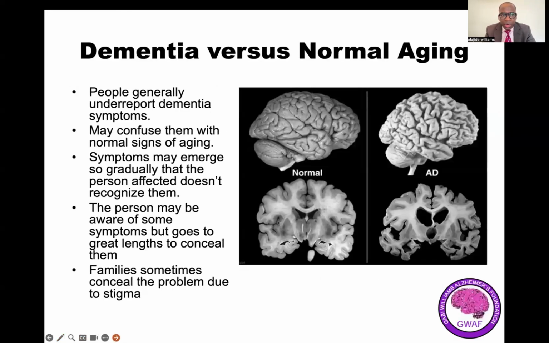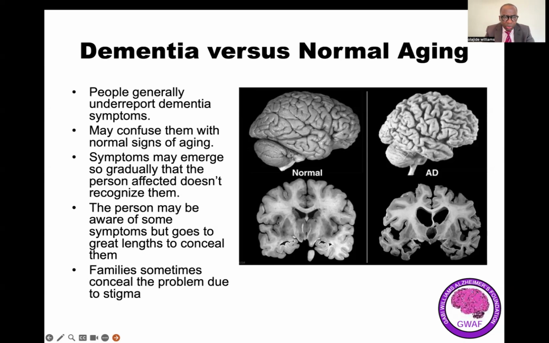It is important for us to understand the difference between dementia and normal aging. If you look at the photograph of the brain specimen shown in this slide, you can see that the normal brain is a fuller brain, and the AD, which stands for Alzheimer's disease brain, is a more shriveled brain. We call this shriveling atrophy of the brain, as opposed to the fullness of the brain that you see in the normal brain.